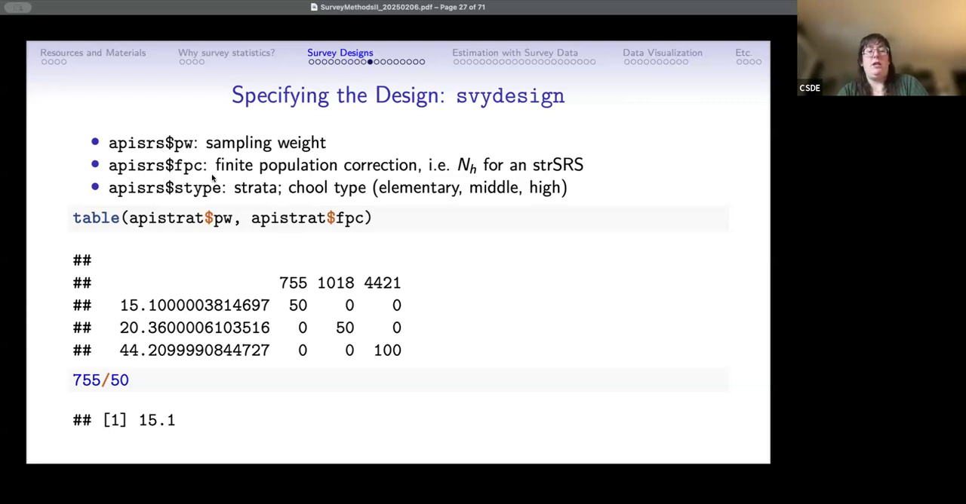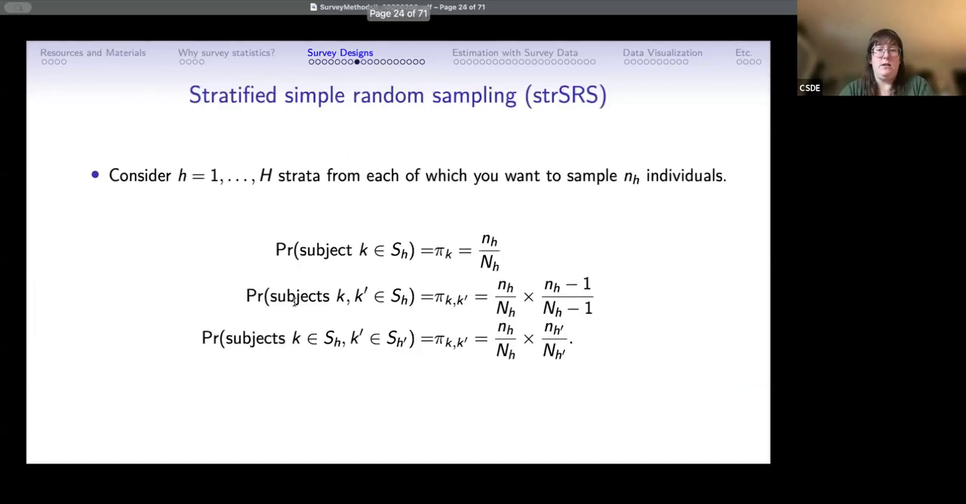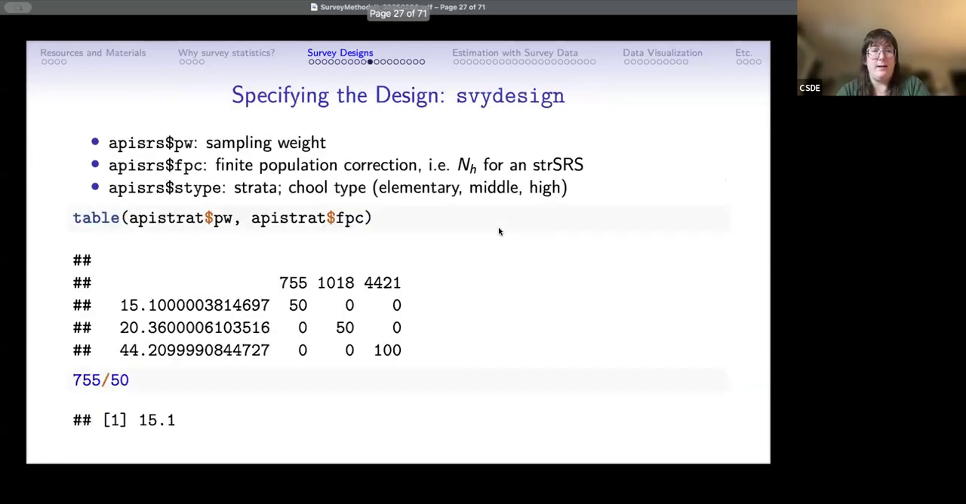We saw that the finite population correction for the API SRS data set was just the total number of schools in the API POP data set, right? The 6,100, whatever. When we do stratified sampling, each strata has its own finite population correction or own population size. And then, as we saw here, each strata is going to get its own weight. That's a function of the population size and the sample size within that strata.